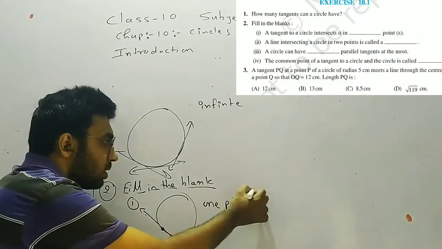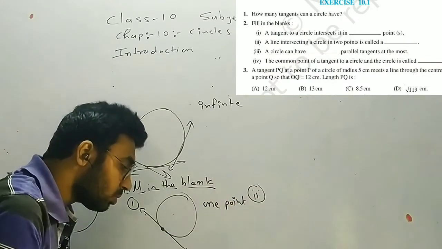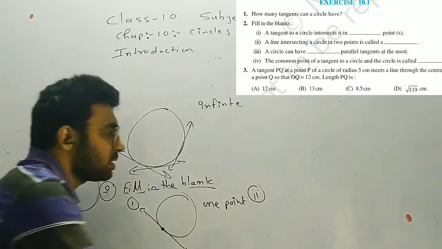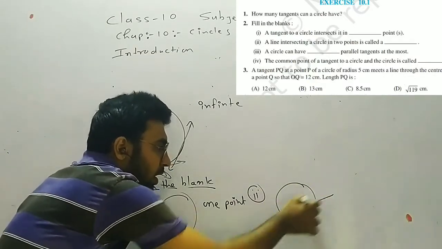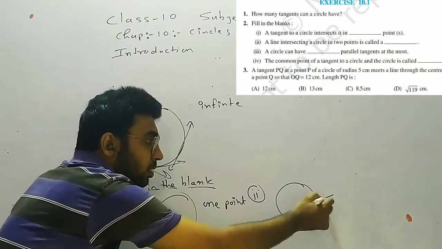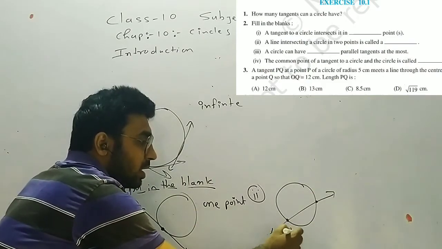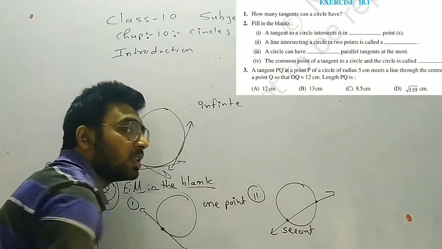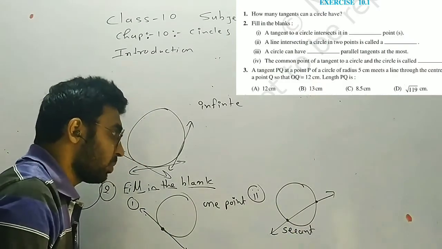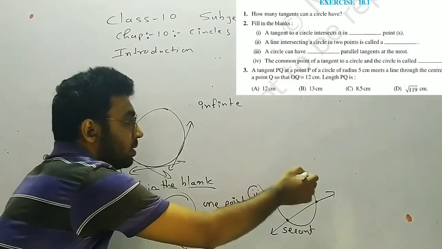The next question: a line intersecting a circle at two points is called what? A line intersecting the circle at two points, what is this line called? That line is called a secant. I hope you understand what I am telling you.